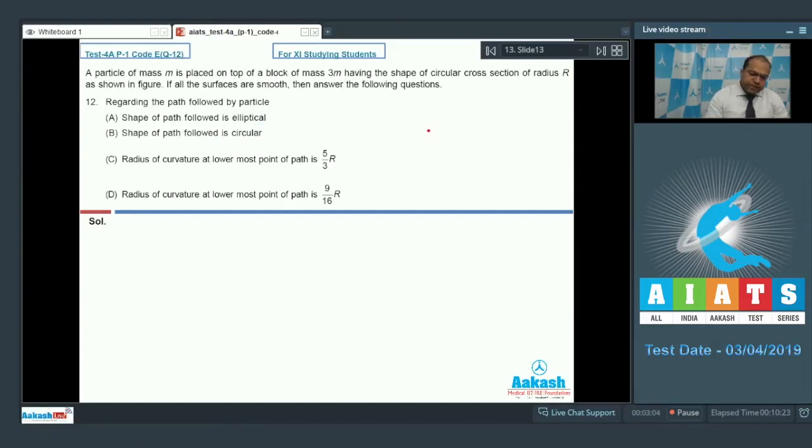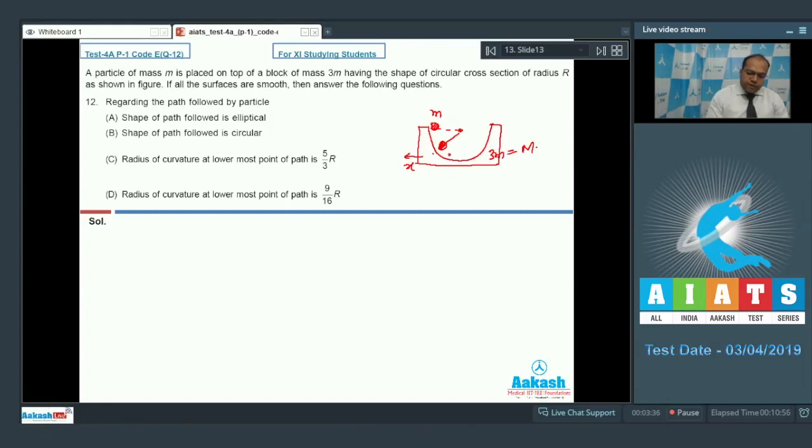So this is the block, and at t equal to 0, this particle is at this position. Let at time t, the particle has come to this position and the block has moved in this direction by distance x. So this mass is 3m. Let me consider it as capital M, and the mass of this is small m.